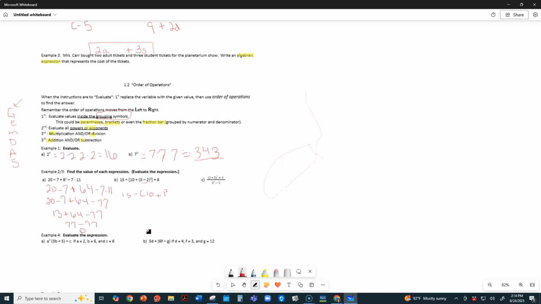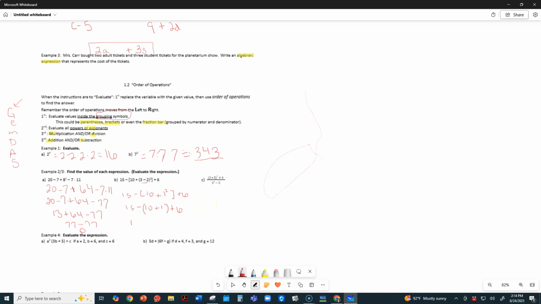And then I have that squared plus 6. So 15 minus, I got to square the 1. So 10 plus 1. 10 squared, I'm sorry, 1 squared is 1. So this is now 10 plus 1. Okay, I still have to do inside the grouping symbols.